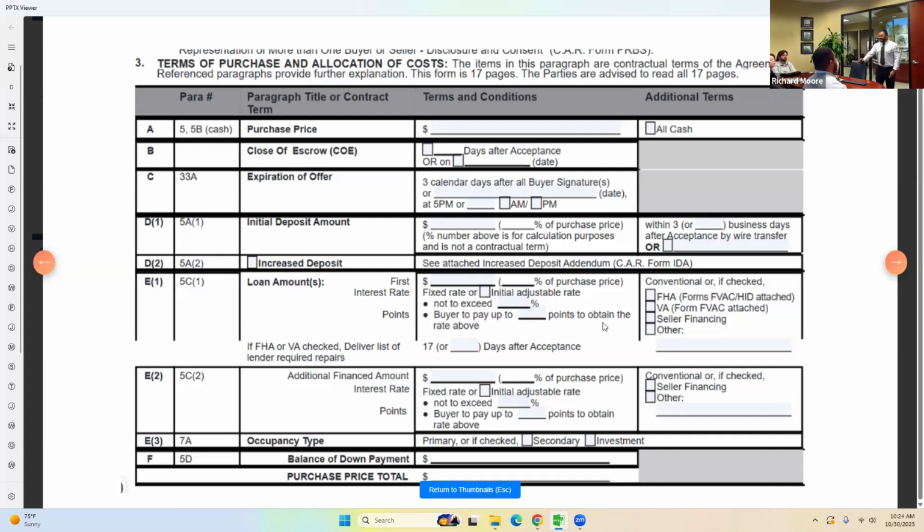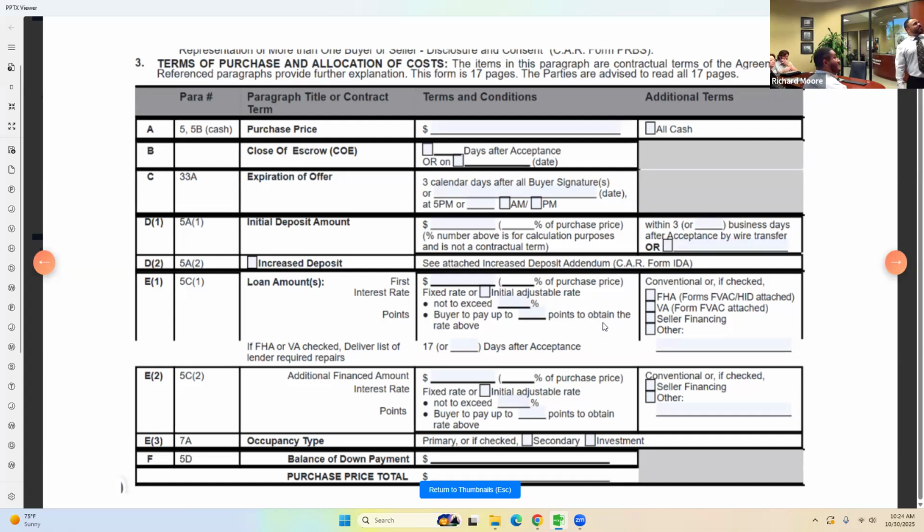Who's good at math? 800,000? No, it's got to be 300? 80%? No, it's $1,050,000. 80% of the purchase price? Yeah, 3,500. I don't know. I'm not going to make you guys do math. This will figure it out for you.